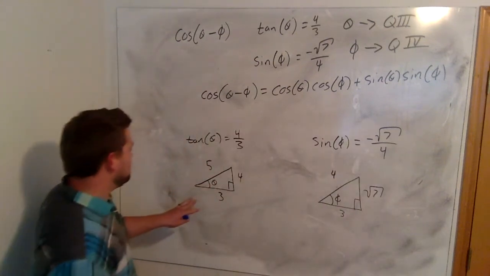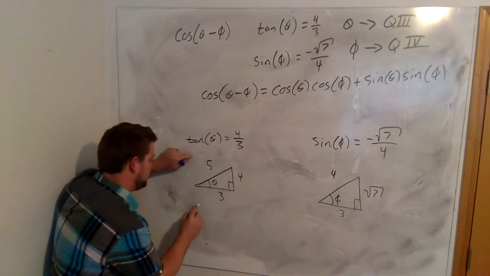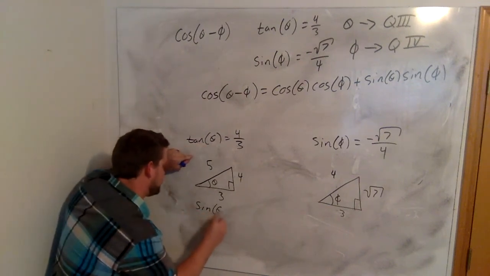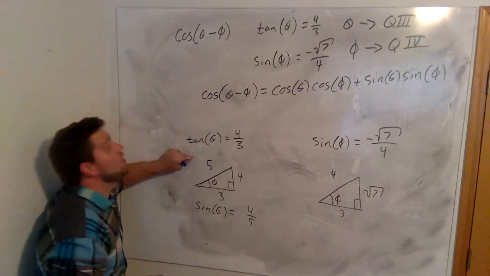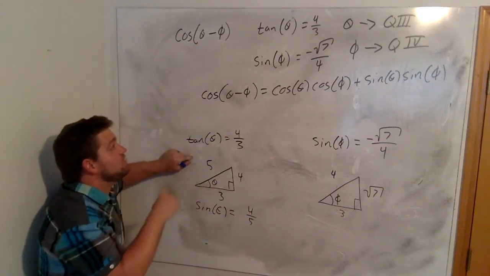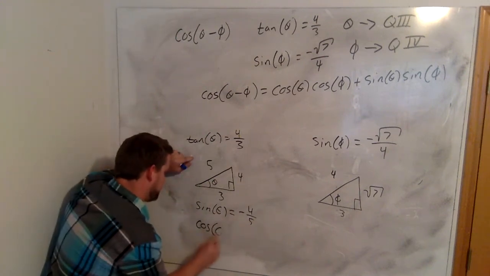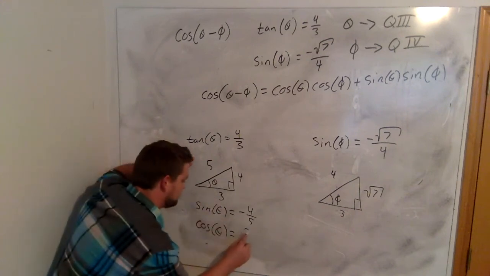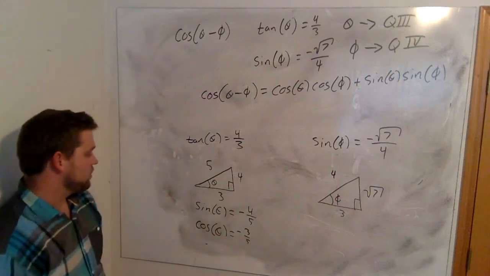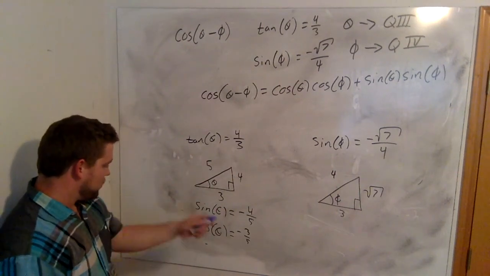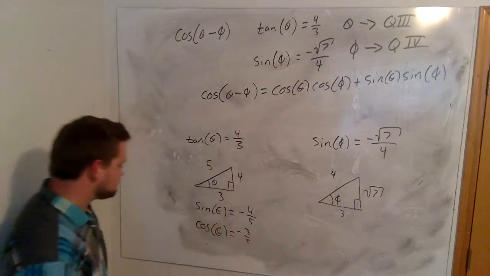So what do we have here? I need to be careful with just looking at these triangles. I need to make sure I know what quadrant we're in. So here, sine of theta will be 4/5. But we are in quadrant 3. In quadrant 3, sine is negative. And cosine of theta will be 3/5. But cosine is also negative in quadrant 3. So we have sine of theta is negative 4/5, and cosine of theta is negative 3/5. If you divide these, you're going to get back out 4/3.